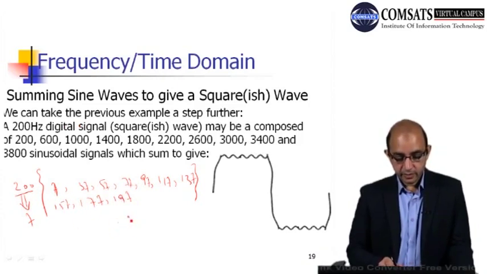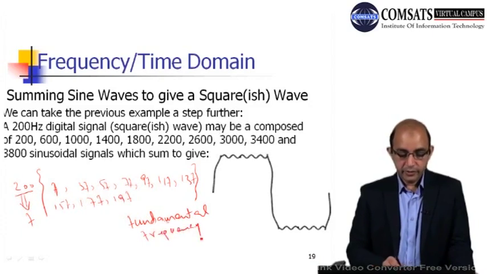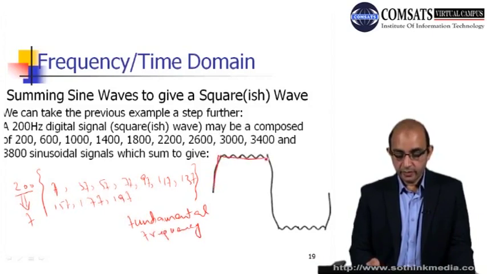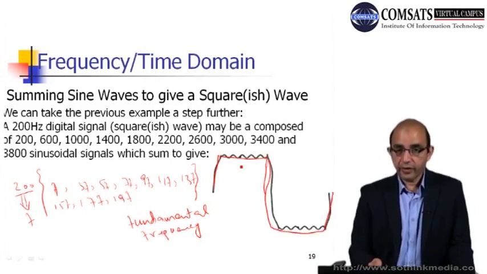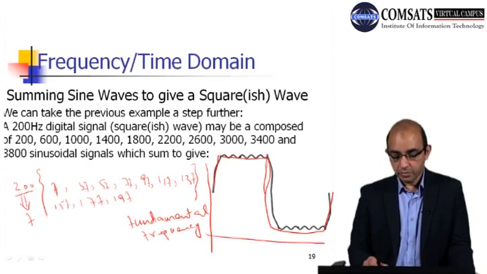Let me write down the fundamental frequency. So actually this is a square wave. This is, for example, the time domain representation of a square wave. If from the time domain I move to the frequency domain, I will get those different frequency components.